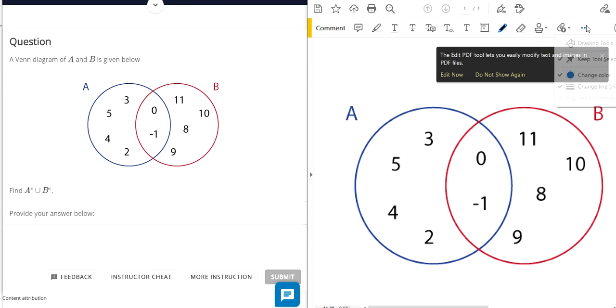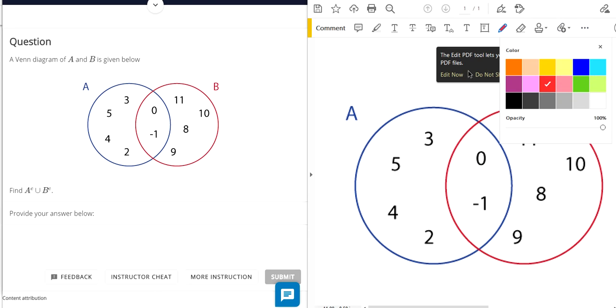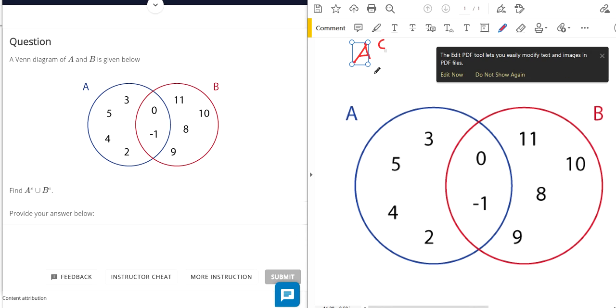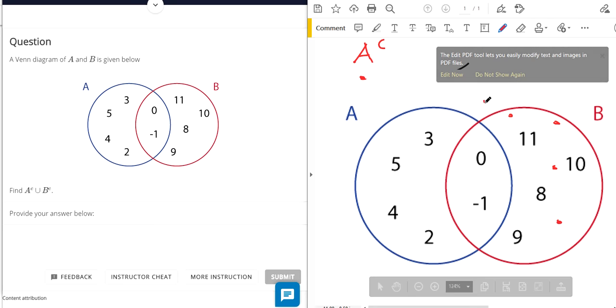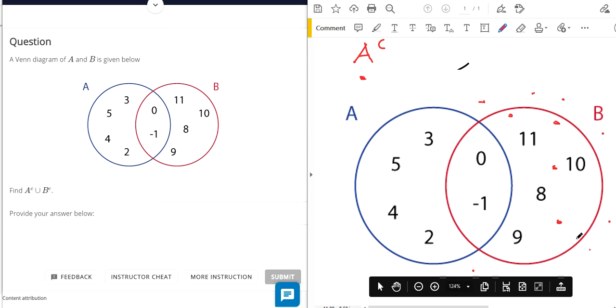So I think I actually just did this in this video, right? Let's start off with A complement. I'm going to draw red dots for A complement. So that means I'm not drawing any red dots anywhere in the blue circle. Here's a red dot, here's a red dot, here's a red dot, here's a red dot, and technically red dots on the outside too, if there were any elements on the outside. So this is A complement.